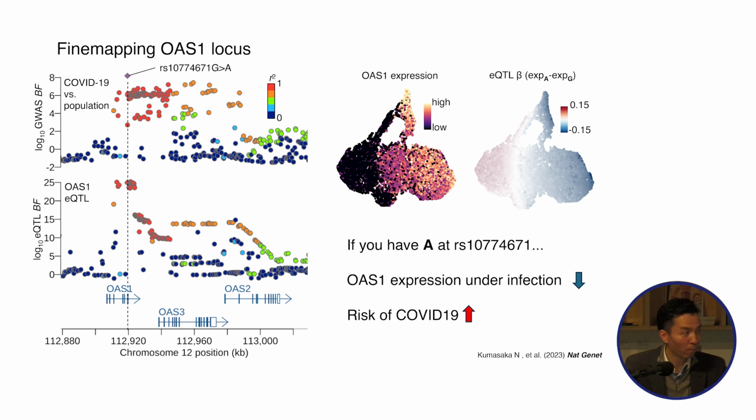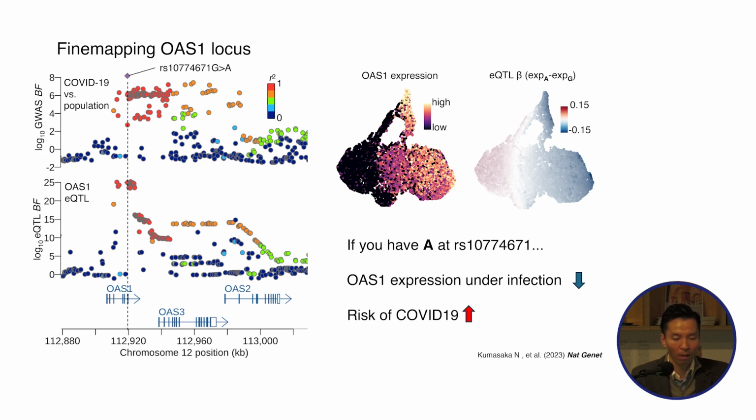Because OAS1 is involved in the cascade of virus RNA degradation and clearance in the cell. So cells with less OAS1 protein, because of less OAS1 expression, are not able to fight with coronavirus, for example, and then you get some higher risk of COVID-19.